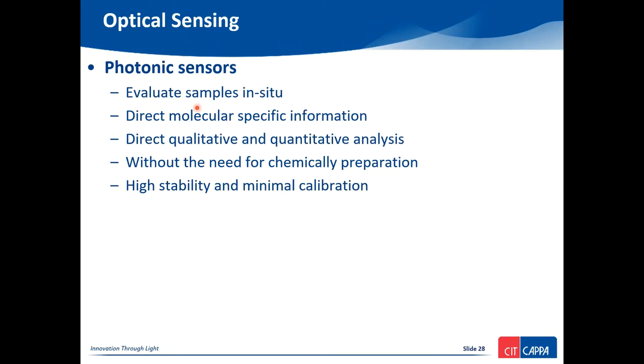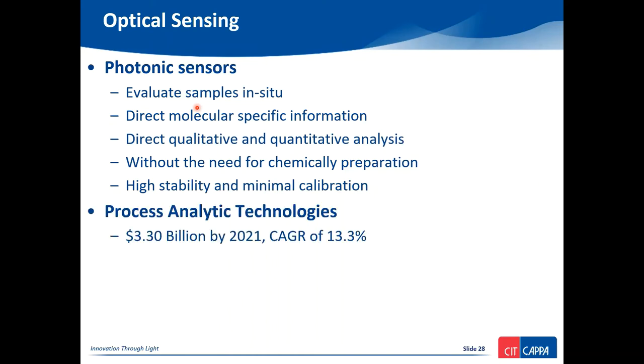So, photonic sensors are ideal for process monitoring and environmental monitoring. There's a few reasons for that. They can evaluate the sample in situ and get direct information on the molecular makeup. And there's no need for chemical preparation. Most techniques will work without chemical preparation of the sample, which means no consumables, no time wasted, and the sensors themselves can be highly stable and run with minimum calibration.